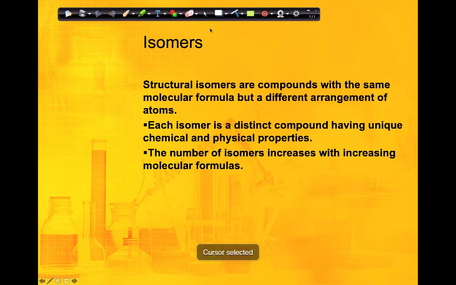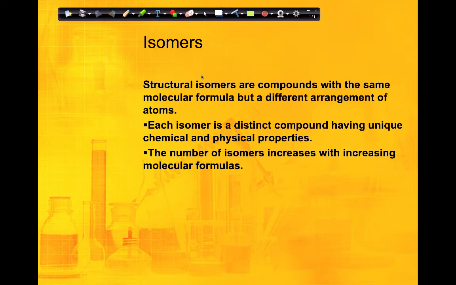Okay, so isomers. We have all sorts of isomers. Structural isomers are compounds with the same exact molecular formula, but you're just arranging the atoms differently. Each isomer is going to have its own unique chemical and physical properties. If you have more atoms, you can have more isomers.